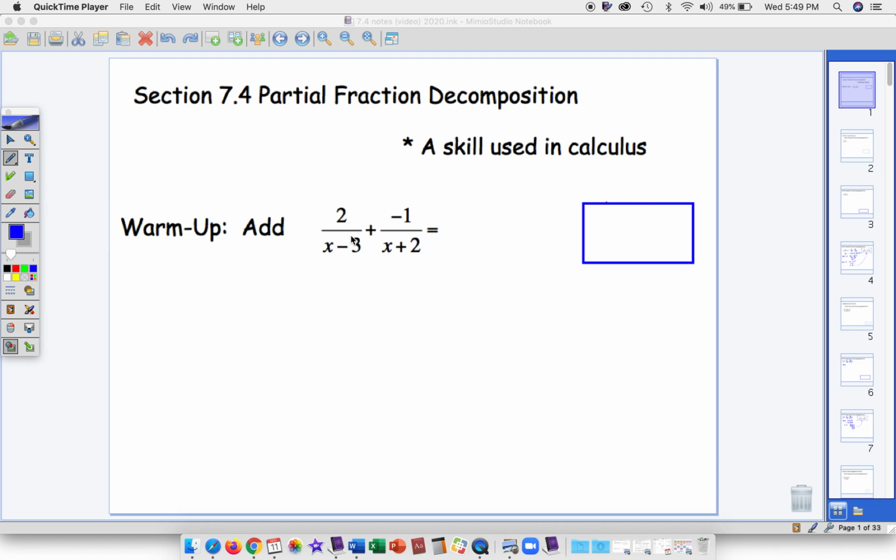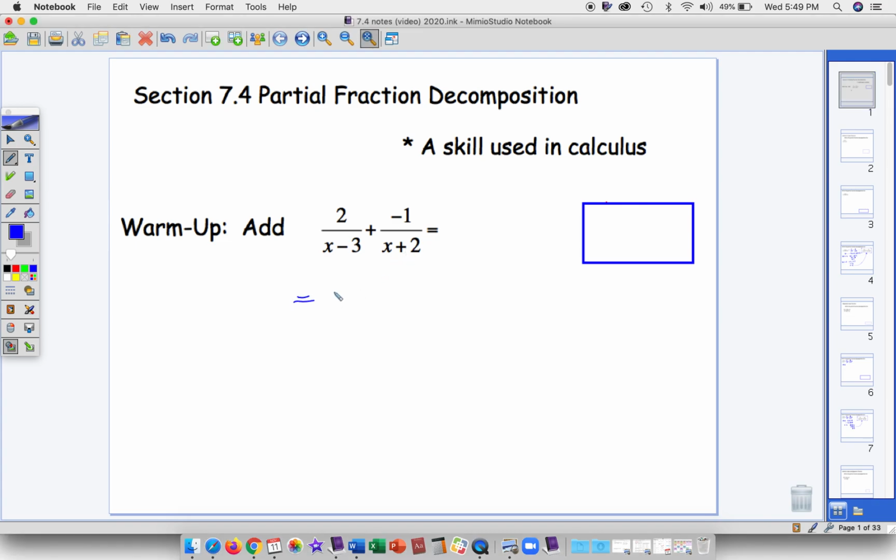So we'll start with this warm-up. If we're going to add these two fractions together, you know we need the common denominator, which would be the product of these two denominators. So I'm going to take the 2 and multiply that by x plus 2, and the negative 1 multiplied by the x minus 3, and put all of this over the common denominator.